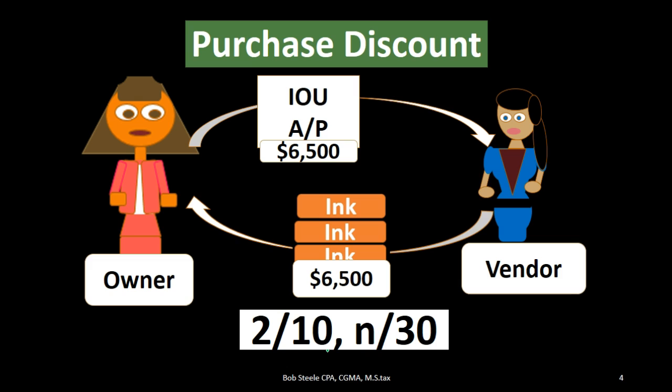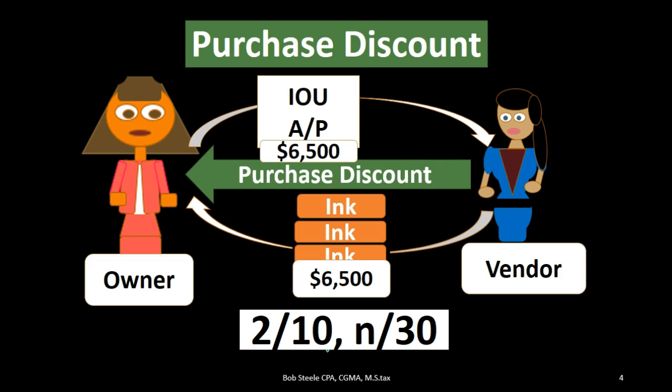Then, if we make the payment within that discounted time period, we're going to pay within 10 days in this case. Now we have to worry about that purchase discount. Now the vendor is going to say, all right, you don't have to pay us that $6,500, in essence, reducing that IOU by that discounted amount. So we're going to reduce the IOU, which of course will reduce the amount of cash that we will then be paying to the vendor.